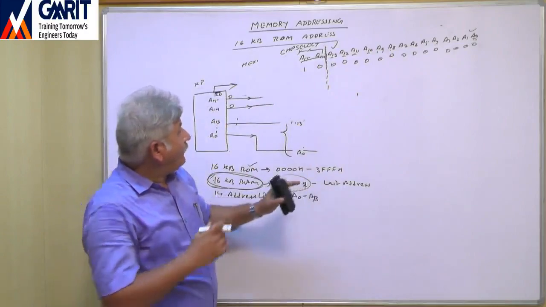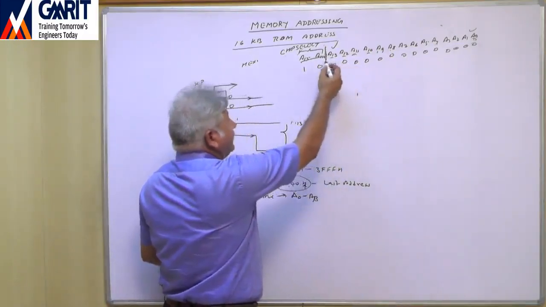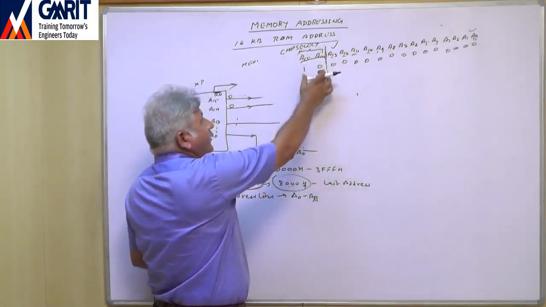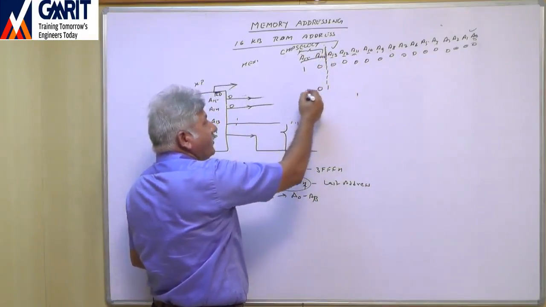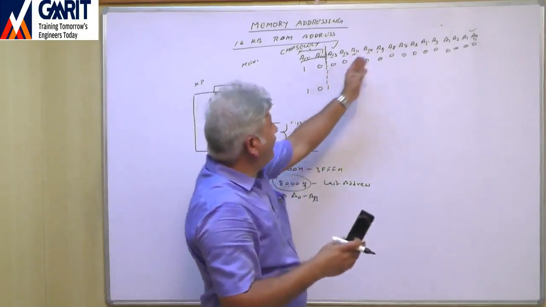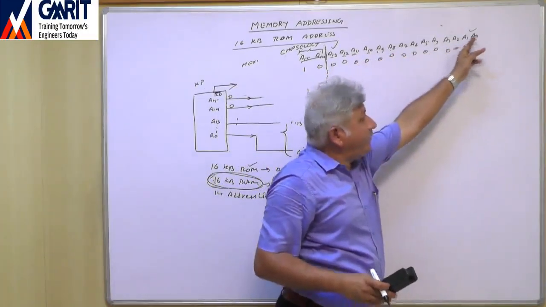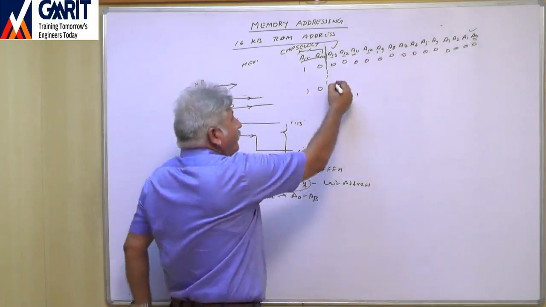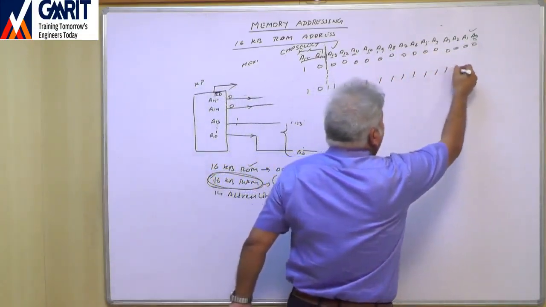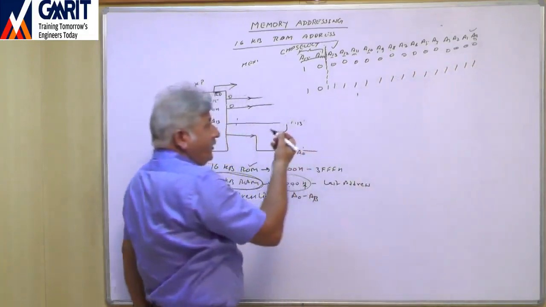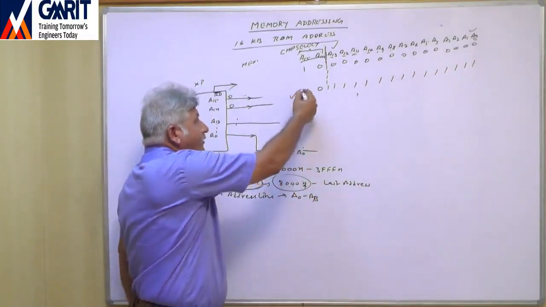Now, what we know is that we cannot change A14 and A15. These must be the same. They must be constant. So we will keep these constant. And what will be the maximum value which we can flow over A0 to A13? It can be 11 1111 1111 1111. Right? So now this will be my last address.